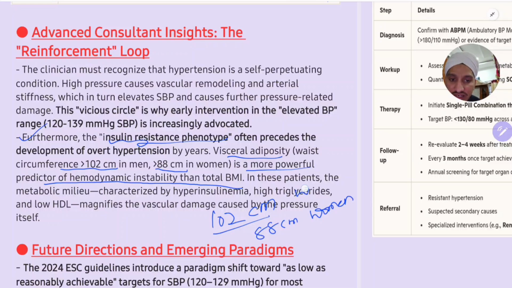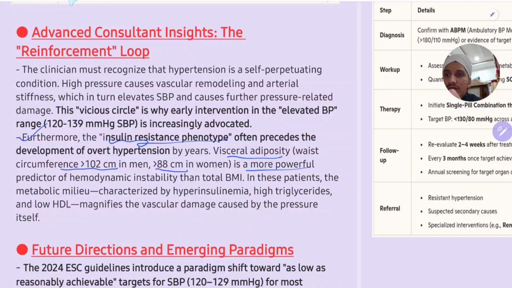Okay, so these patients have insulin resistance. In these patients, the metabolic milieu characterized by hyperinsulinemia, high triglycerides, and low LDL magnifies the vascular damage caused by the pressure itself. That means insulin resistance gives a clue that this patient will develop hypertension in some months or years.